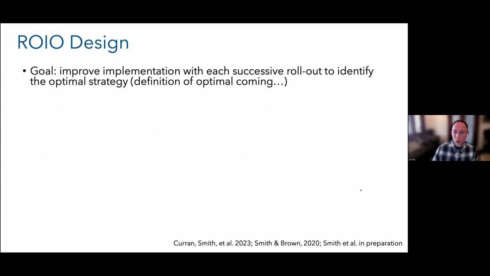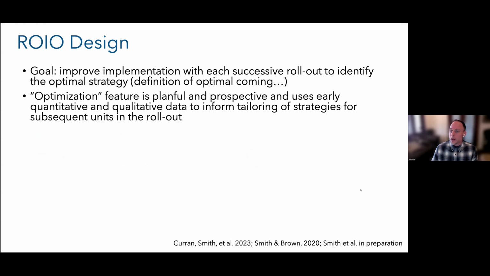So what is the goal? The goal of a ROIO is to improve implementation with each successive cluster or cohort in your rollout design to identify the optimal strategy. I will define what optimal means here in a second. So the optimization feature of a ROIO design is planful and prospective, and it uses early quantitative and qualitative data to inform adaptation or tailoring of strategies for subsequent units in the rollout. Okay, so essentially this means you get multiple bites at the apple to figure out an optimal implementation strategy.